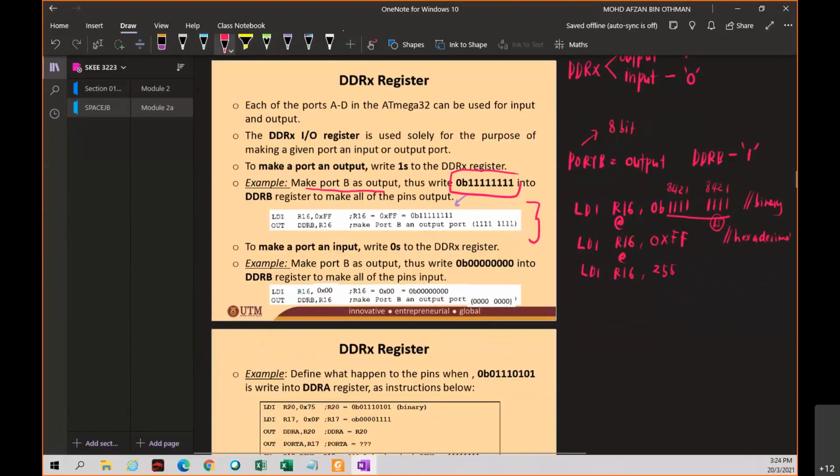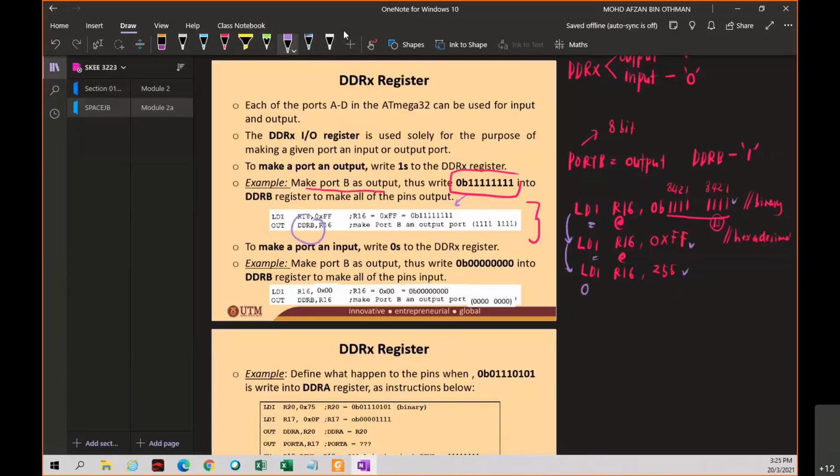So 3 yang ni sebenarnya buat benda yang sama, which is kita nak hantar value yang ini ke dalam R16. Okay, so dia equal. Kamu boleh pakai sama ada pakai yang ni ke, nak pakai yang ni ataupun nak pakai yang ni. Okay, once value ni kita dah letak dalam R16, next barulah kita hantar value ni kepada kita punya DDRB.